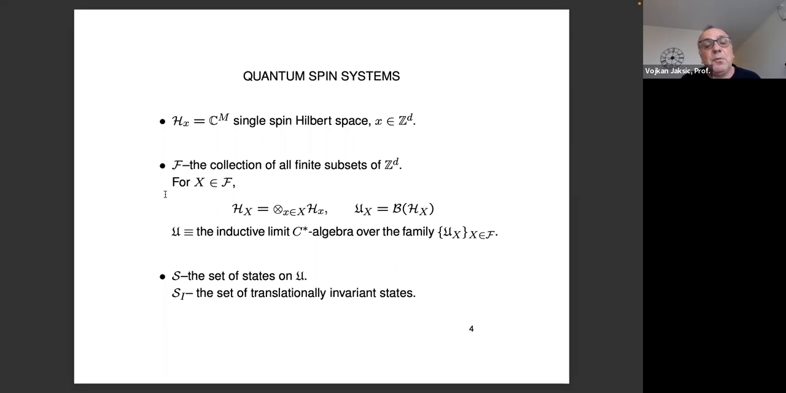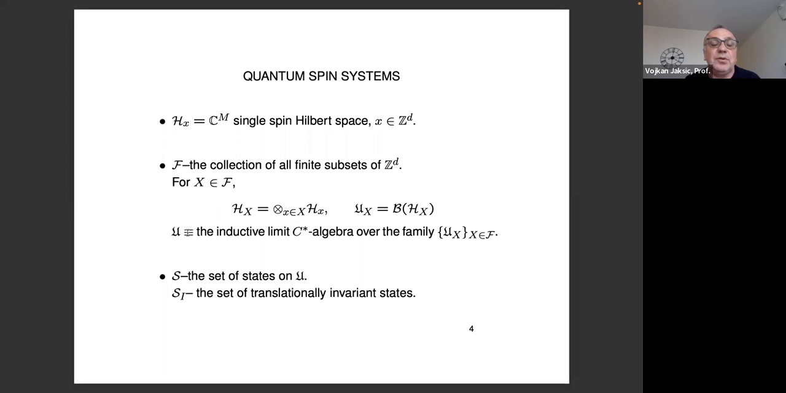Now, if X is contained in Y, then the algebra A_X is identified with a subalgebra of A_Y in a natural way, just because you can identify H_X with a subspace of H_Y. Using this identification and the usual process of completion, you construct the C*-algebra A of the spin system simply by taking the union of all A_X, identifying them according to the inclusion that I have mentioned, and then making a completion. It's a fairly standard procedure that is sometimes called the inductive limit of C*-algebras over the family A_X. The A_X, where X is finite, are sometimes called local algebras, and the elements of A_X are called local observables.